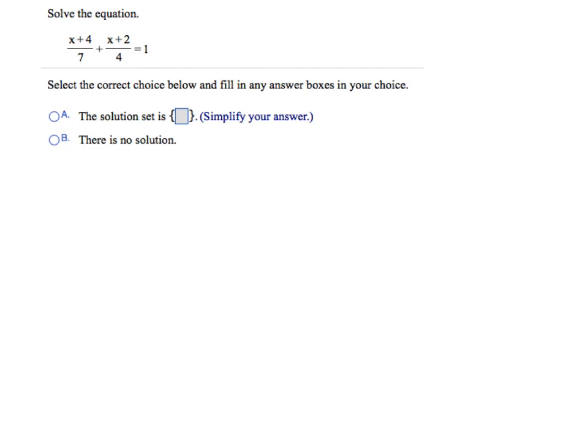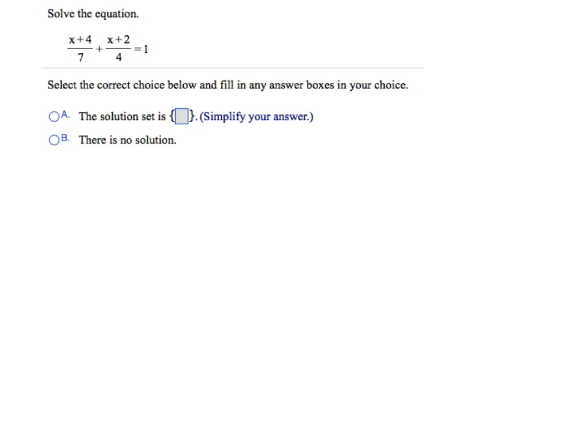Here's an example of solving a linear equation that has lots of fractions running around in it. If you remember, I said that if you don't want to deal with fractions, one of the things you can do is get rid of them as soon as you can. And so that's a good strategy here. If we multiply on both sides of this equation by the right numbers, we can make the fractions go away.